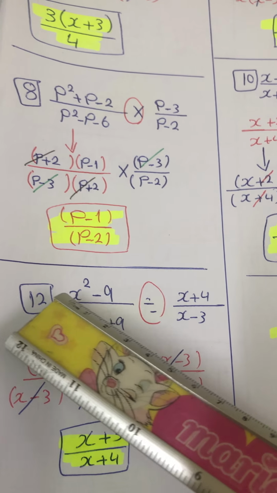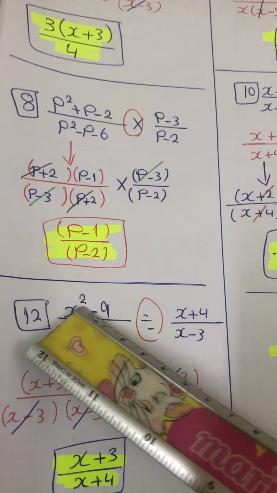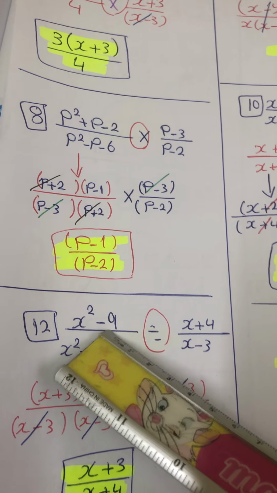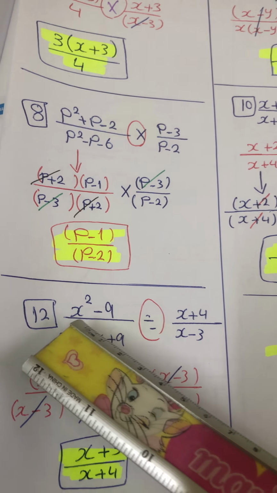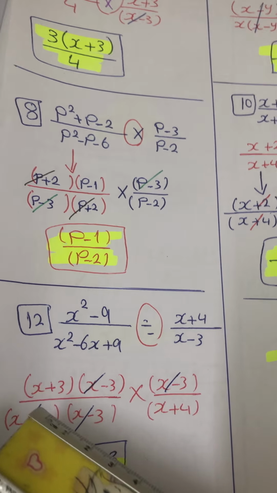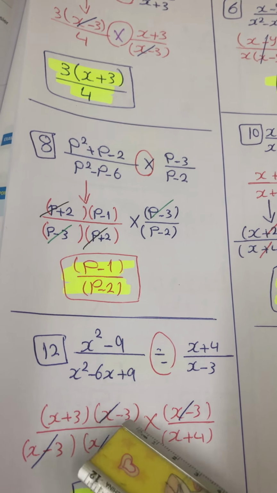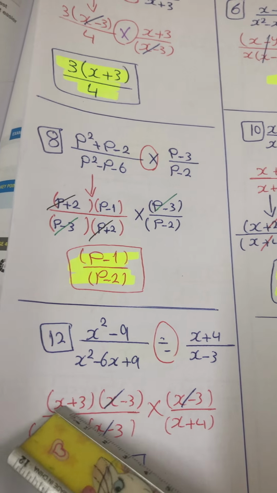The first fraction's numerator factorizes into two brackets, the same as each other, but one positive and one negative because it's a square difference. So it will be x and x, positive 3 and negative 3, like this.